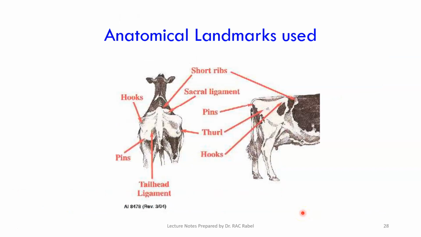So there are certain anatomical landmarks we use: hook bone, pin bone, tail head ligament, thurl. There's something called thurl, and then sacral ligaments, and so on.